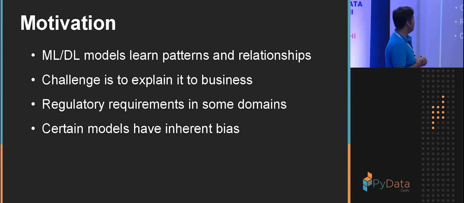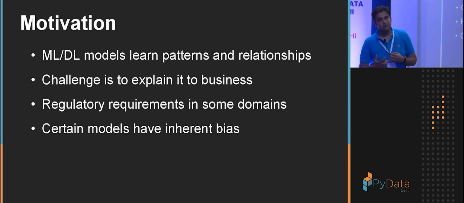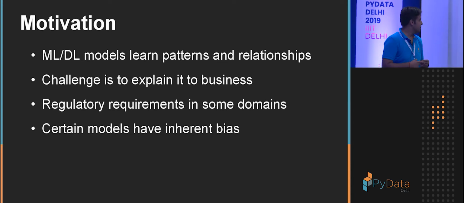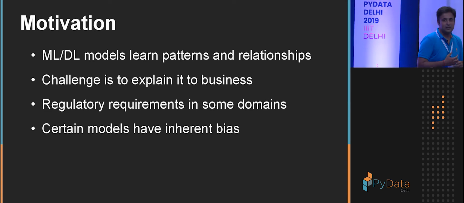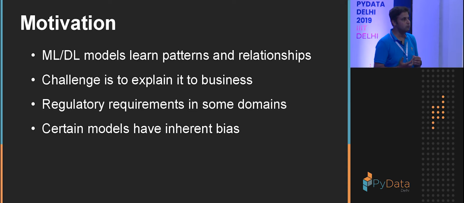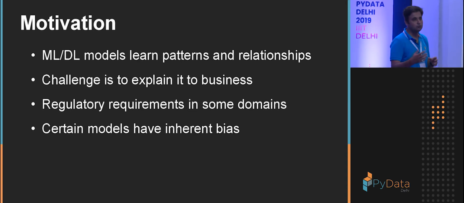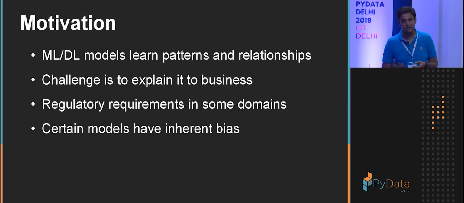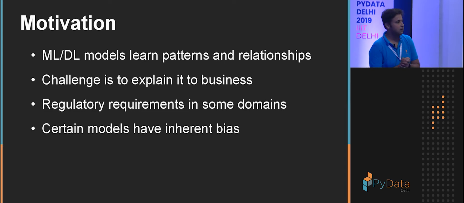ML and DL models learn patterns and relationships from the data itself. The challenge here is, whatever models have learned, how to explain that to the business. That is the first thing. Second, there are regulatory requirements as well. If you have heard about GDPR, the government wants to know, if we are denying a loan to somebody, why we are doing that. Or with autonomous cars coming into the picture, ethical concerns are being raised about how the models will behave.